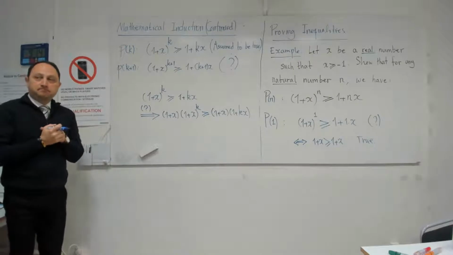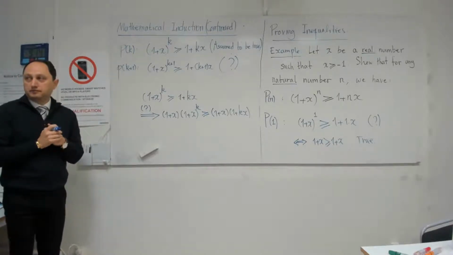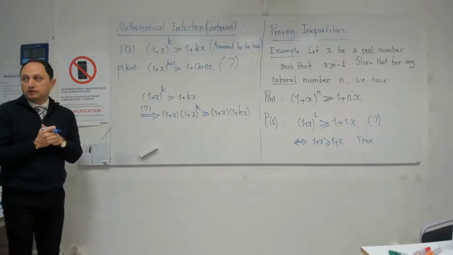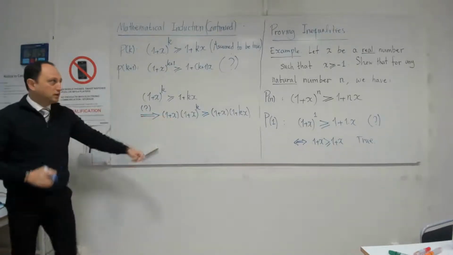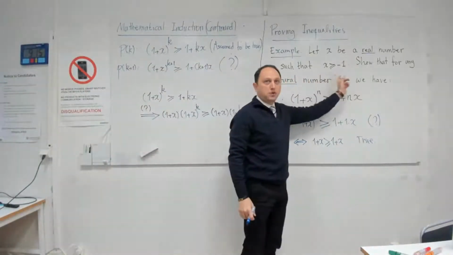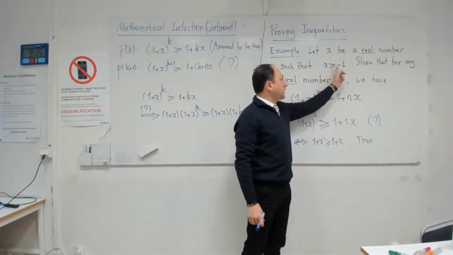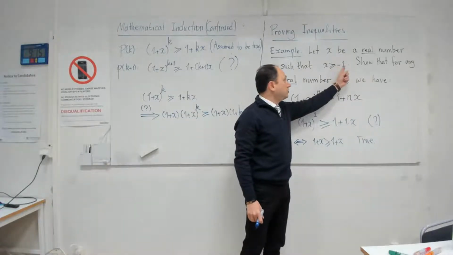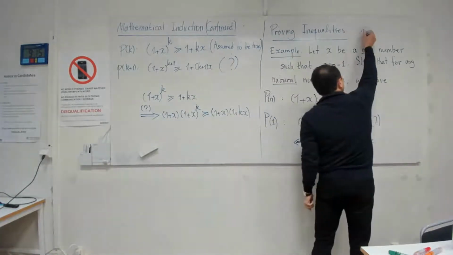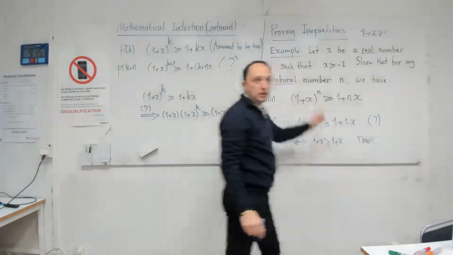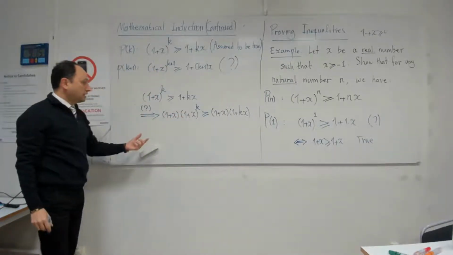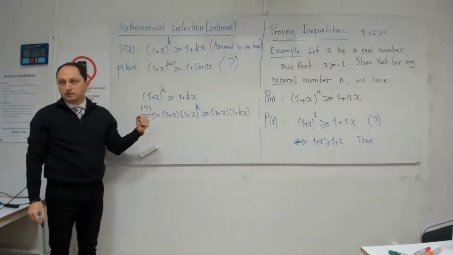No one else? Yes, Luca? I think it's valid. Why? I think you only need to be careful when multiplying with negative numbers. Yes, and it is guaranteed to be not negative. Why? It's given in the assumption, because x is greater than or equal to -1. If I move -1 to the left, it becomes 1 plus x greater than or equal to 0. So what I am multiplying on both sides is guaranteed to be non-negative.